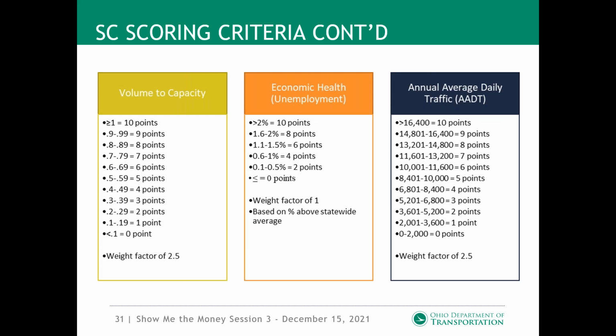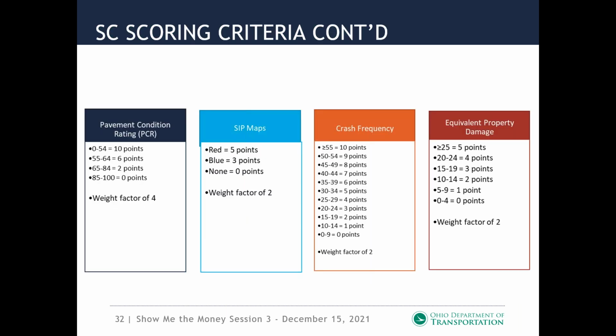So again, you can see the weight factor in the points based on the volume to capacity, the economic health, and the annual average daily traffic. And again, those are the 3 scoring criteria for every project type. And then you can see the breakdown for the pavement condition rating, the SIP maps, the crash frequency, and the equivalent property damage.